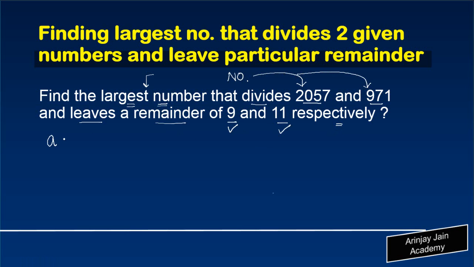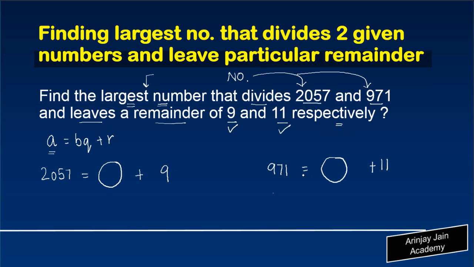If you remember, we had A is equal to BQ plus R. In this case, A is the larger number, which is 2057, equal to BQ plus R. What is the remainder that we get? We get 9 as the remainder for 2057. Similarly, for 971, we get 11 as the remainder. But what we don't know is this portion.